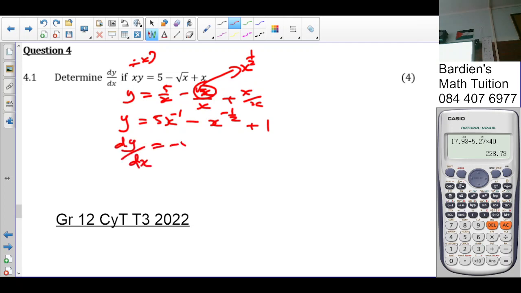So that's going to give me negative 5 x to the negative 2. Negative half times negative 1 is positive half. X to the minus 3 over 2, and the derivative of constant falls away. Okay.